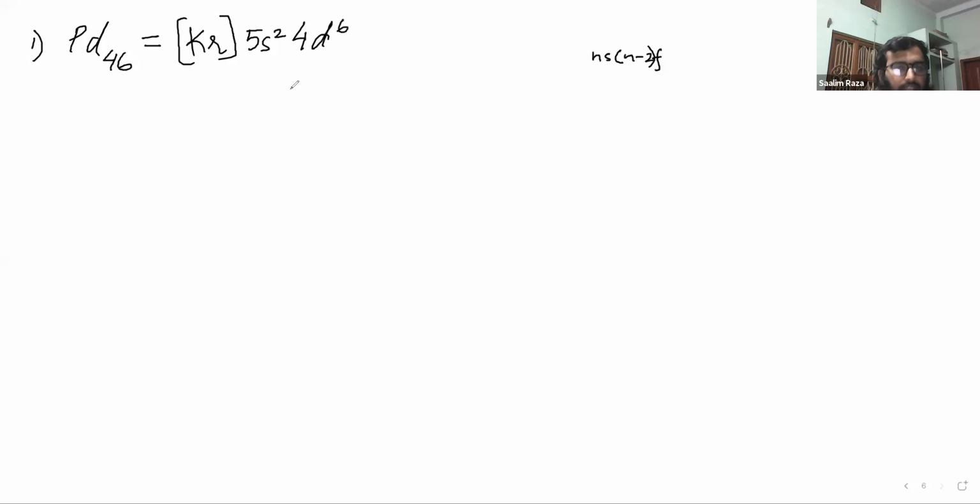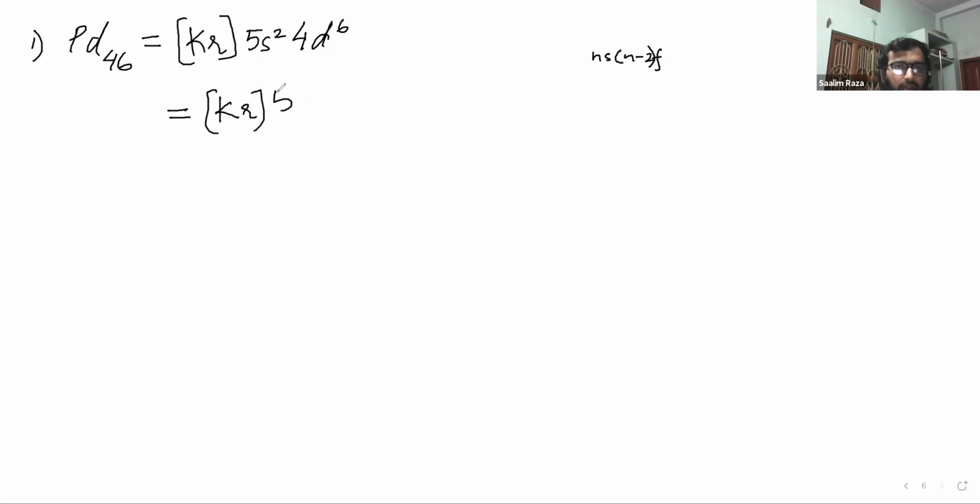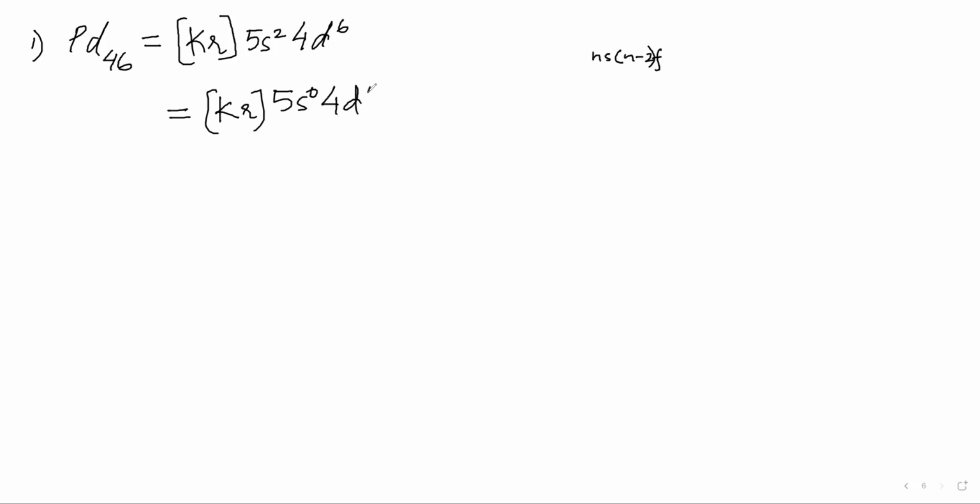Right? So now, first of all, in the note, read the first line that I have written. What did I write in the first line? In p and d, 2 electron transfer takes place. Now read the third statement: if s and d subshells are present, then electrons will transfer from s to d. So it will become Pd: Kr 5s0 4d8.